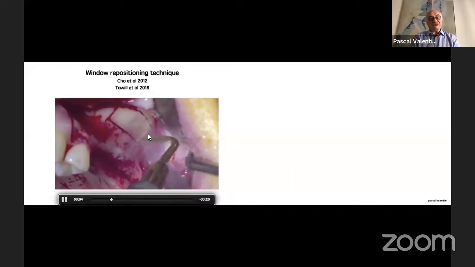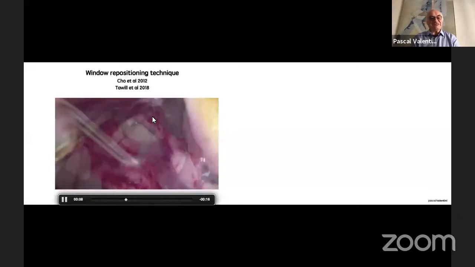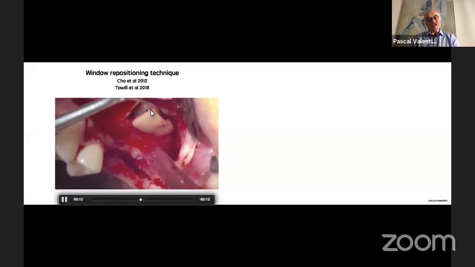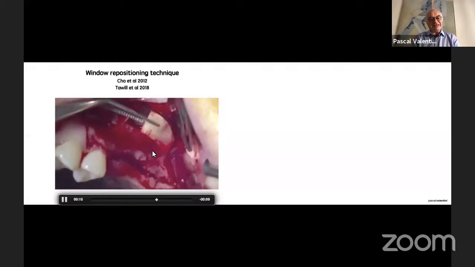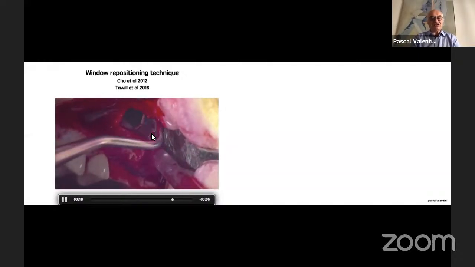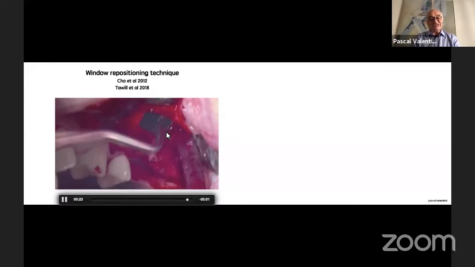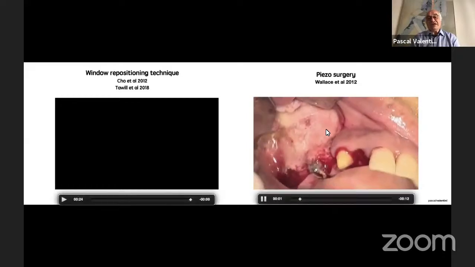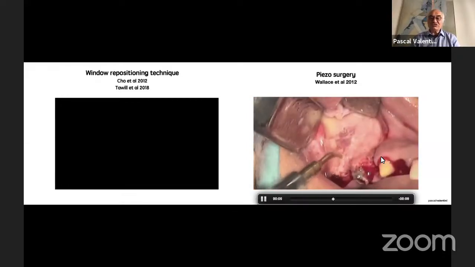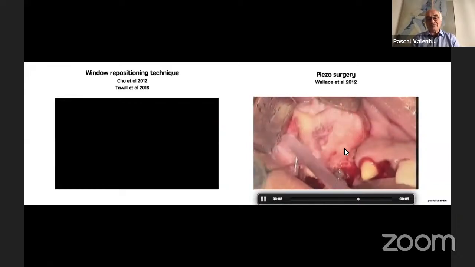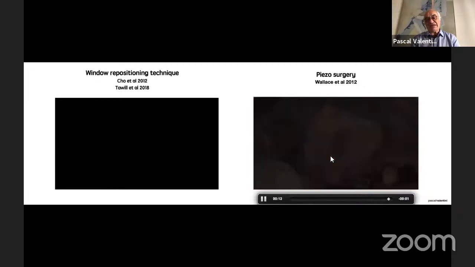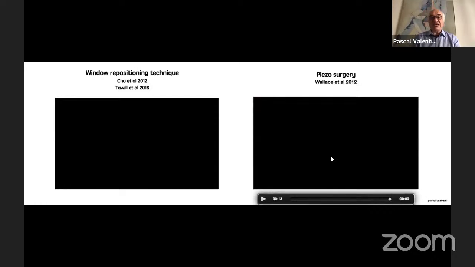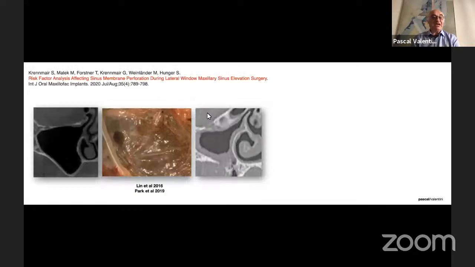Why do we have perforation? For example, because when we are using a specific technique, which is called the window repositioning technique, consisting in removing the buccal plate, detaching it from the sinus membrane, we will have a big tearing. And in order to avoid this, we prefer to erode the lateral wall using piezo surgery, which is a much softer approach. And by doing this, we go tangentially to the membrane. We can prevent any damage for this membrane. And by doing this, we are able also to minimize the size of the perforations, according to the literature.